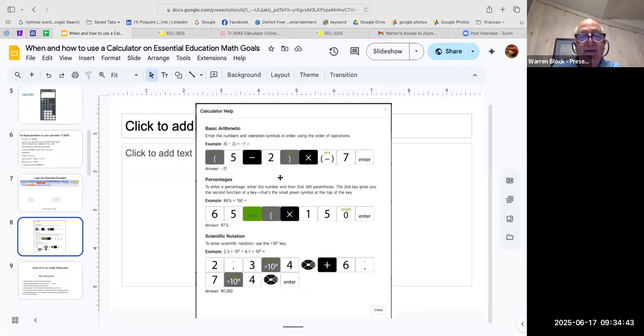And so we're going to do this basic arithmetic right now on the calculator. So enter parentheses, we're going to do 5 minus 2 times -7 and see if we can get the answer. So 5 minus 2 times -7.